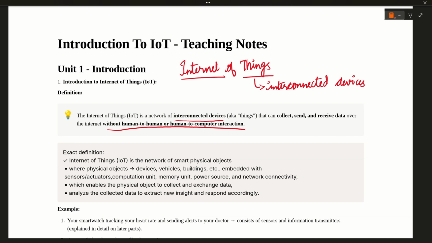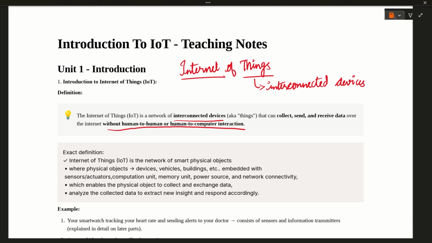To look at the exact definition, Internet of Things is a network of smart physical objects. Point number one, where physical object stands for any sort of devices, vehicles, buildings, etc., which are embedded with sensors, actuators, computation unit, memory unit, power source, and network connectivity. We'll be looking at all these topics in detail, so don't worry. Secondly, which enable the physical object to collect and exchange data. And third point, analyze the collected data to extract new insight and respond accordingly.